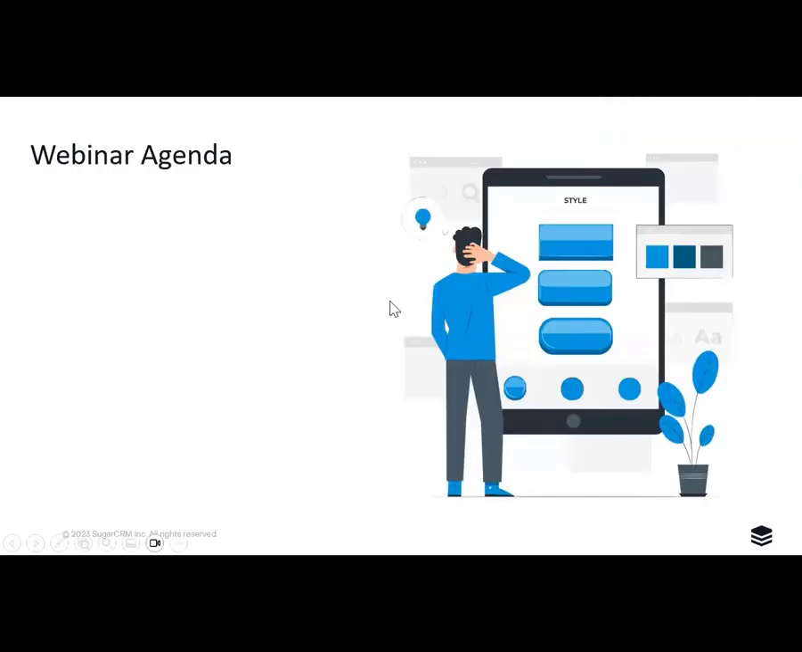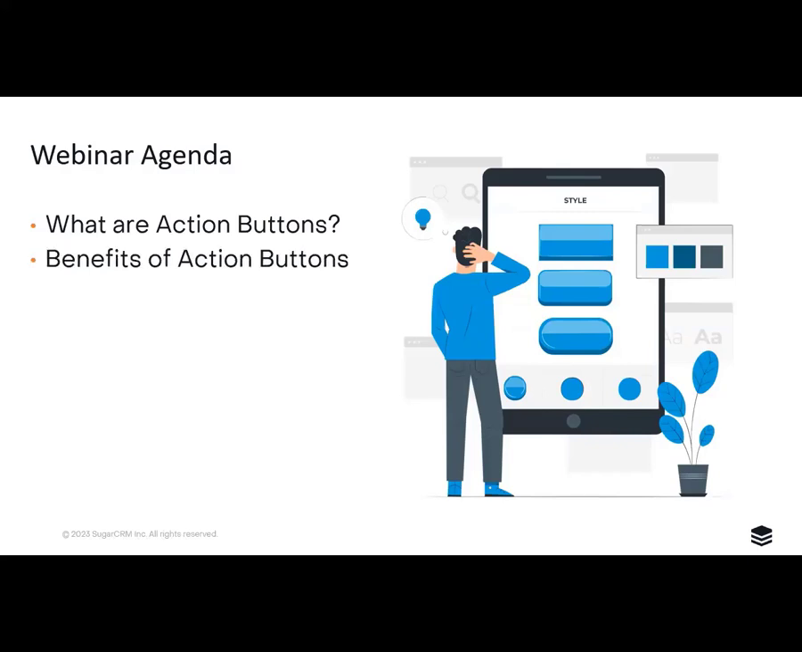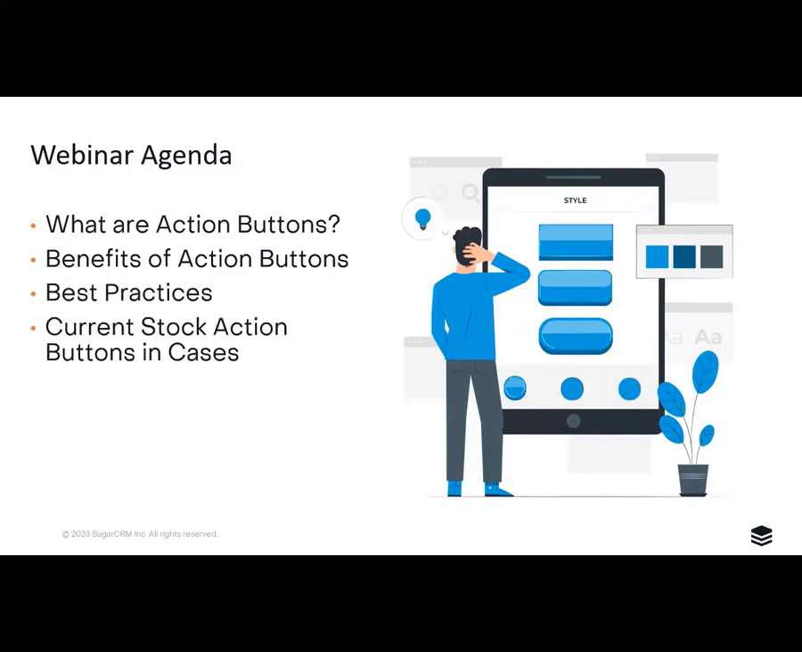So this is our agenda today. We're going to first start with, I know, the beginning, right? What is an action button? What are the benefits of it? Why would you need one? What's the point of it? Best practices. We're going to talk about some stock action buttons that are in cases. And by stock, I mean out of the box, like you get them free. They're there already. And those came out in 13.1 if you use cases.